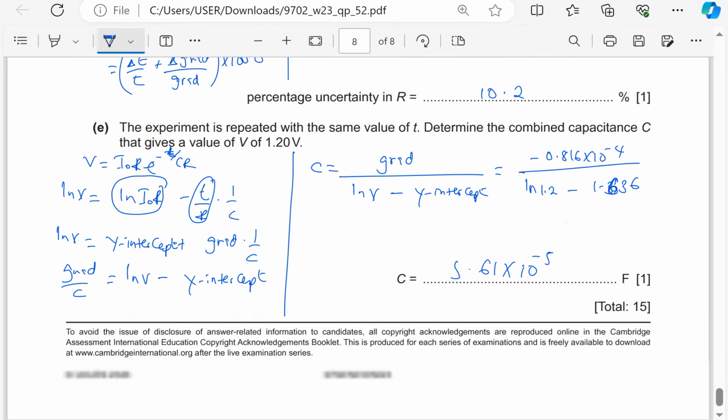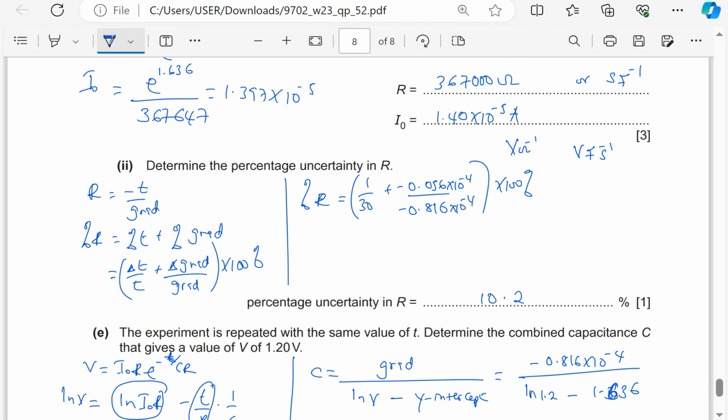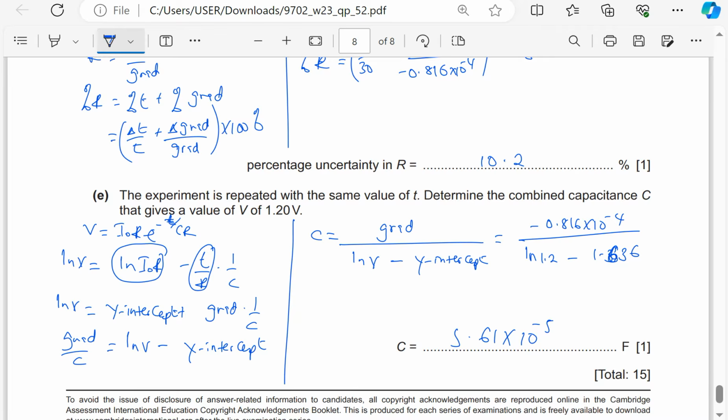Okay, so when you follow this paper, you may not get exactly the same answers because you may plot a better graph than mine, but at least it gives you a picture of how you should follow through the steps. The steps are the same, the answers are going to be slightly different.